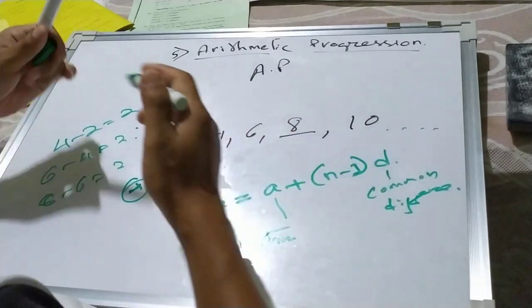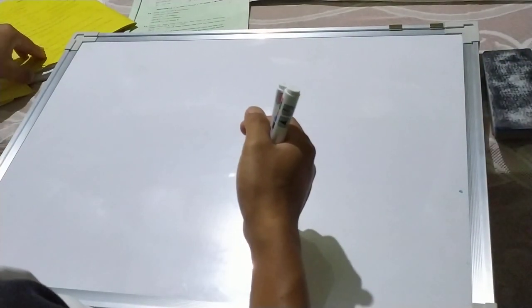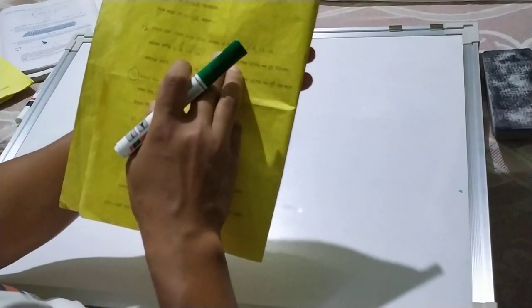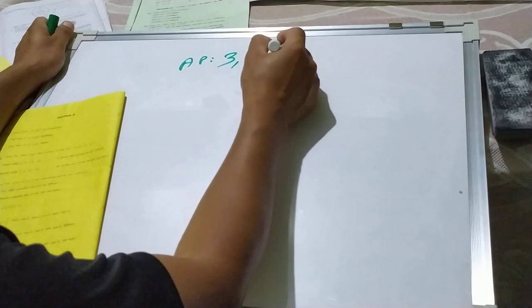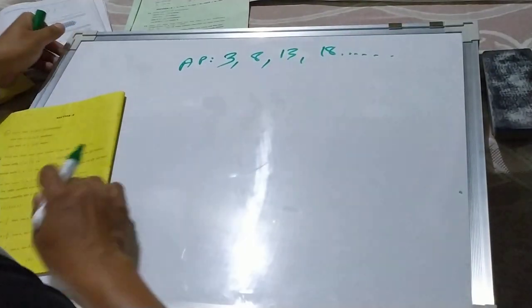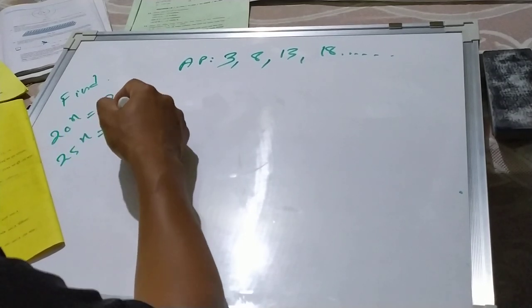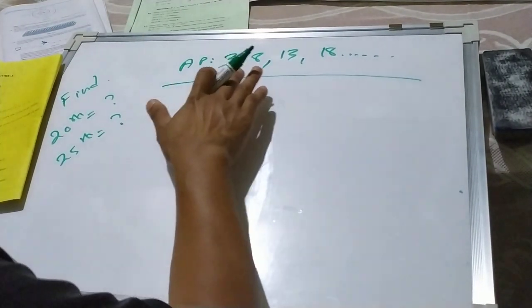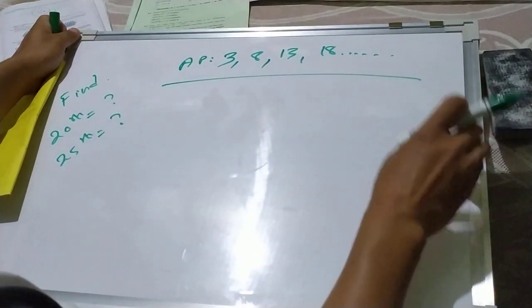Now, let us look at the exam question from 2016: Find the 20th term and 25th term of the AP 3, 8, 13, 18. We have to find the 20th and 25th term. We could keep writing the series 1, 2, 3, 4, 5, 6 up to the 20th number and then the 25th, but that takes a long time.